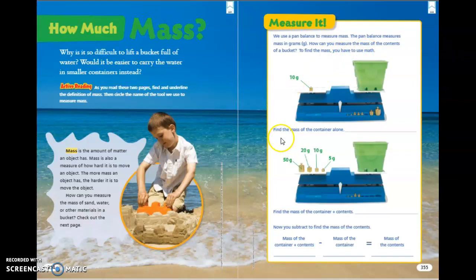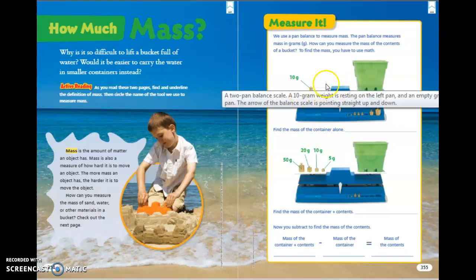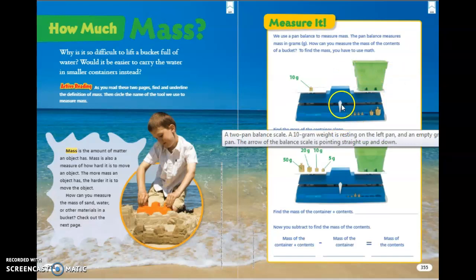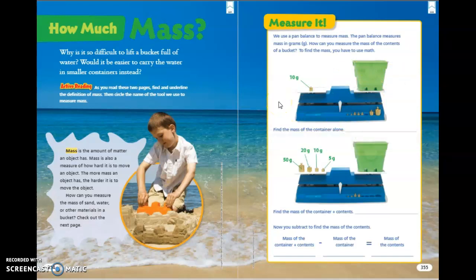So looking down below, it says find the mass of the container alone. So if you're looking at the container, looks like they have 10 grams on this side and the bucket on this side, and it's right in the middle where it's supposed to be. So how heavy is that bucket? Pause the video and write the answer on the line. Okay, now you should have written 10 grams or 10 g. Okay, 10 grams was the amount of mass for that.